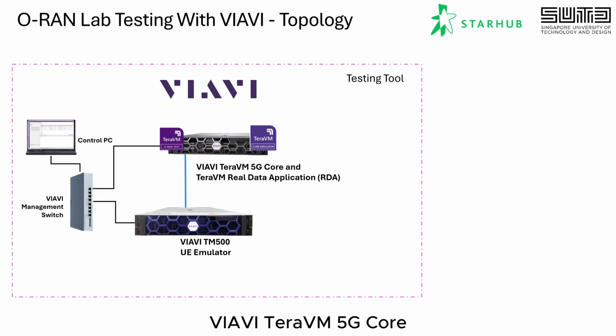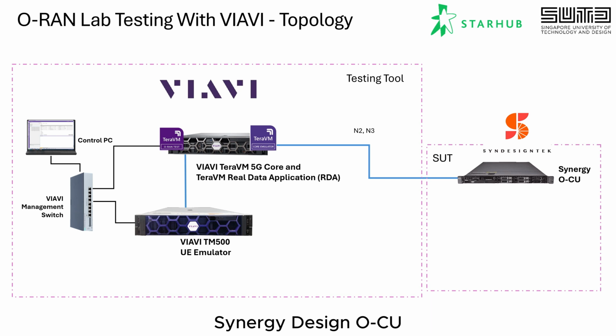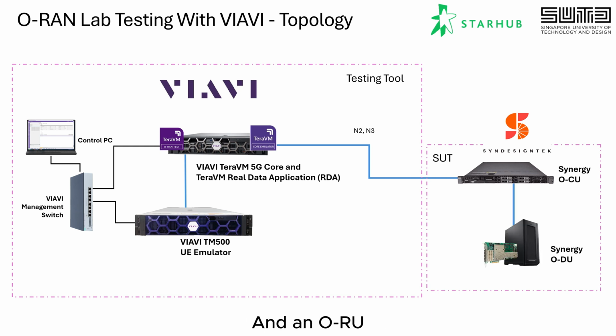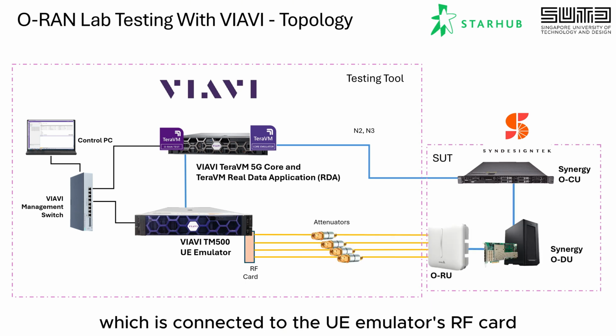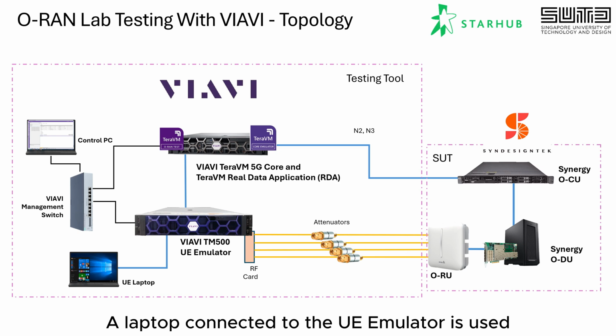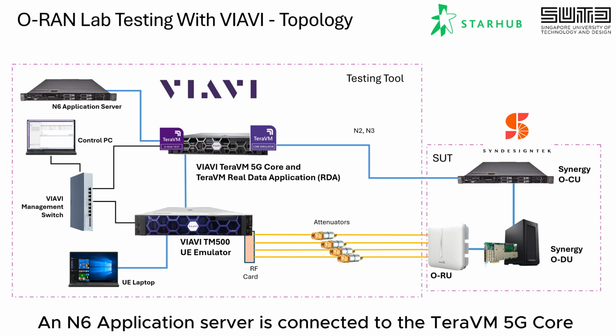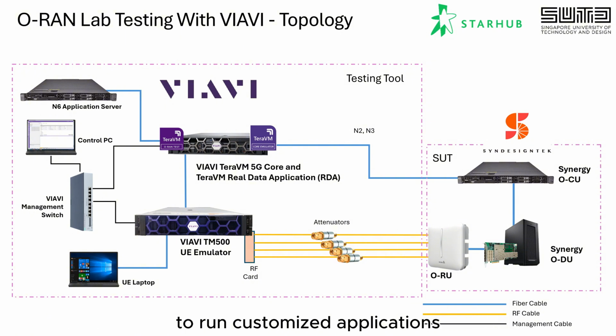In the lab test, we used VIAVI ORAN testing tool, which includes the VIAVI TM500 UE emulator, VIAVI TeraVM 5G core, and TeraVM real data application. The system under test consists of Synergy Design's OCU, Synergy ODU, and an ORU, which is connected to the UE emulator's RF card via RF cables and attenuators. A laptop connected to the UE emulator is used as a pass-through UE, and an N6 application server is connected to the TeraVM 5G core to run customized applications, such as iperf traffic and uplink streaming.